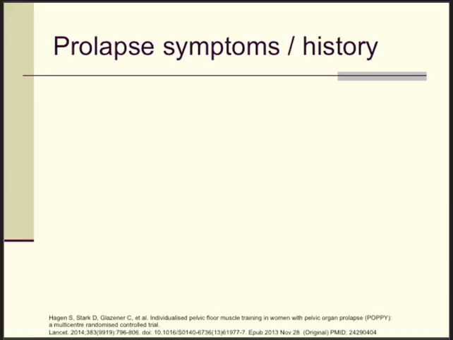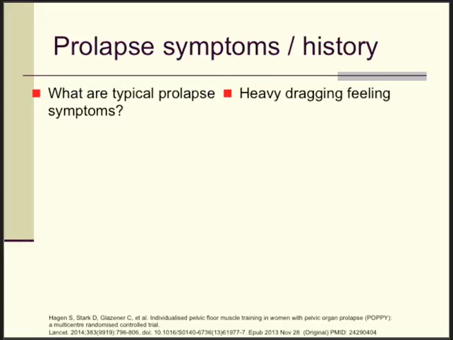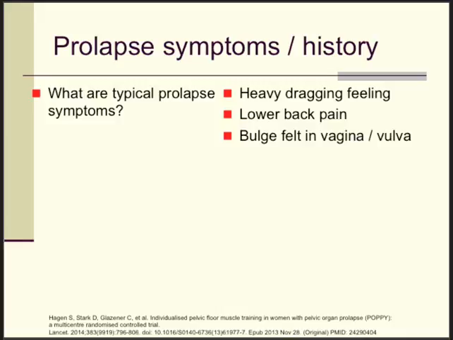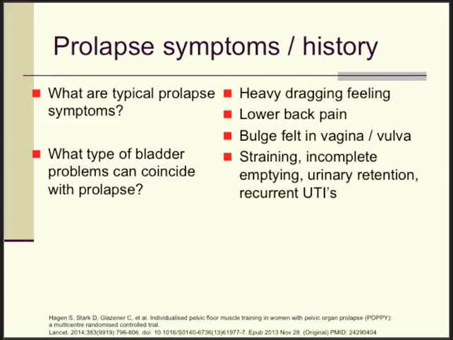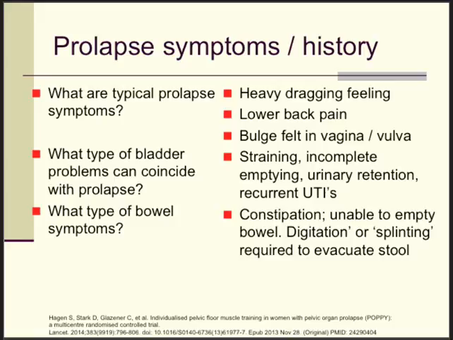Important now the clinical presentation. What are typical prolapse symptoms? A heavy dragging feeling from below, lower back pain, a bulge or lump felt in the vagina or vulva, particularly when standing, or worsening during the day. There are typical bladder problems coinciding with prolapse. Straining, incomplete emptying, urinary retention, or recurrent UTI can in particular point at an anterior vaginal wall prolapse.